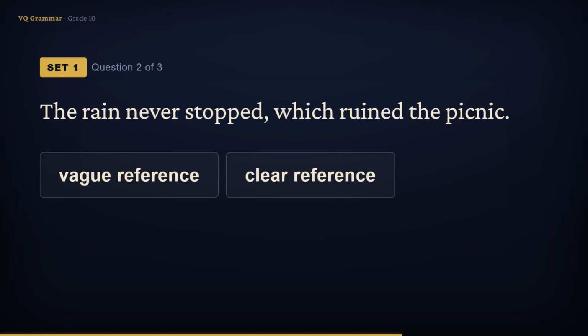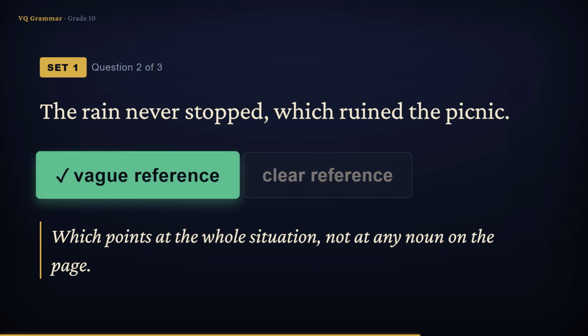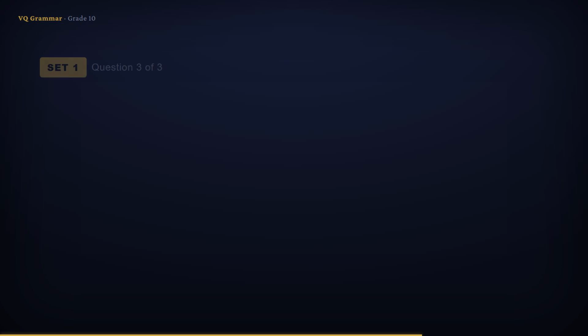The rain never stopped, which ruined the picnic. Hunt for the noun that which is replacing. The rain by itself didn't ruin the picnic. What ruined it was the whole situation of endless rain. And no noun on that page names it. The pronoun is grabbing at an idea, so the answer is vague reference.